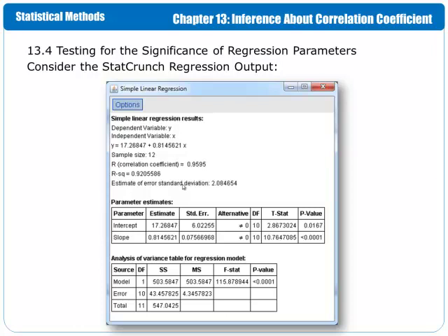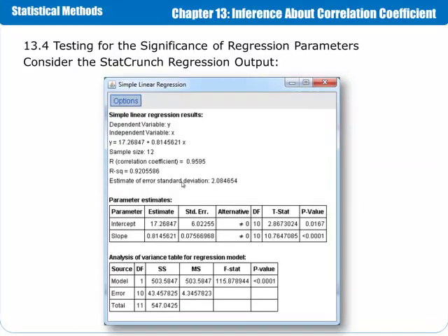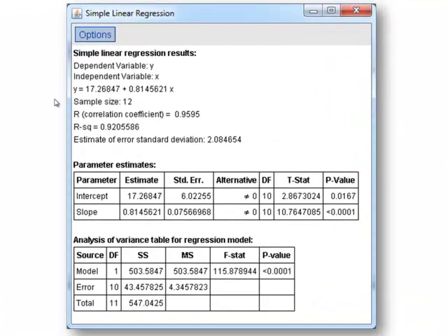Let's look at an example of what statistical regression output looks like and what values it provides us with. Here is an example that comes from StatCrunch. We have y equals 17.26847 plus 0.8145621 times x. That is our regression equation that we came up with based on our data. So we have this value, which is our intercept estimate, and we have this value, which is our slope estimate.